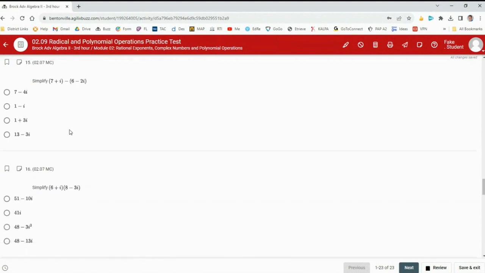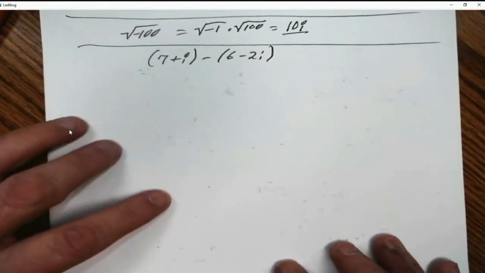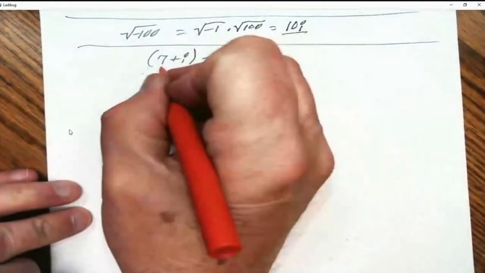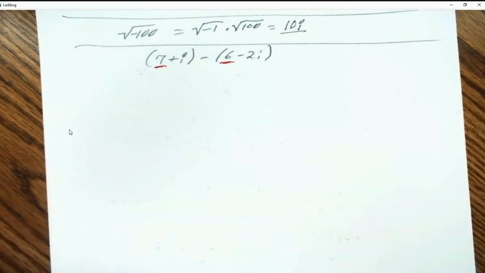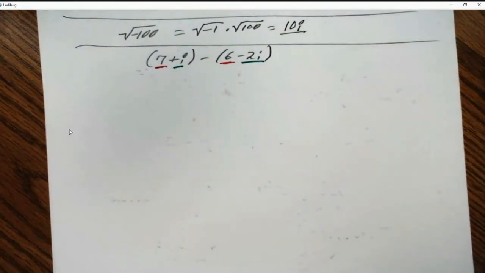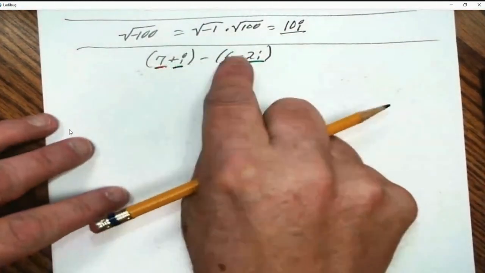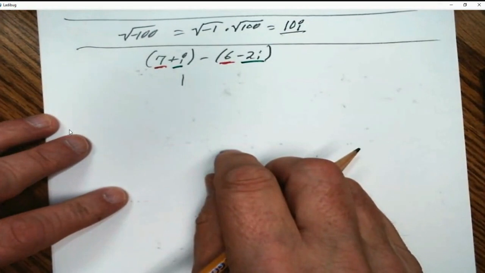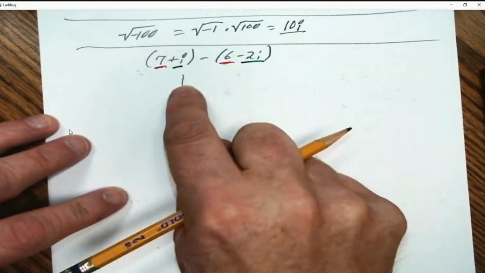All right, now we're doing some mathematics with complex numbers. So we're taking 7 plus i, and we're subtracting 6 minus 2i. So we've got that on our paper. Remember, when we're doing math with complex numbers, you've got to take the real part and do math with the real part. And then the imaginary part can only do math with the imaginary part. Like terms. These are like terms. They're both real parts. 7 minus 6 is 1.